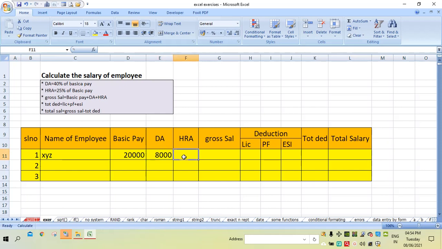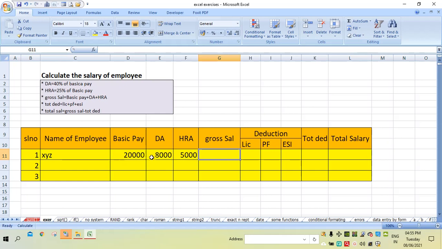Now let us calculate HRA. So what is HRA? HRA is 25% of basic. So this can be calculated as equal to basic into 25, whole divided by 100. So this is the HRA. Whereas the gross salary can be calculated. Gross salary is nothing but basic pay plus DA plus HRA, that is basic plus DA plus HRA.